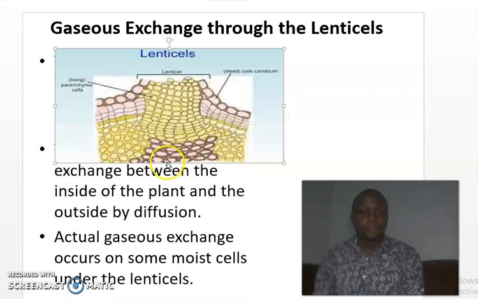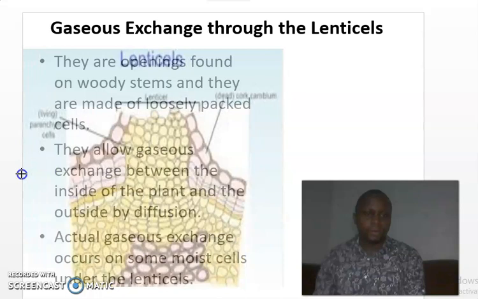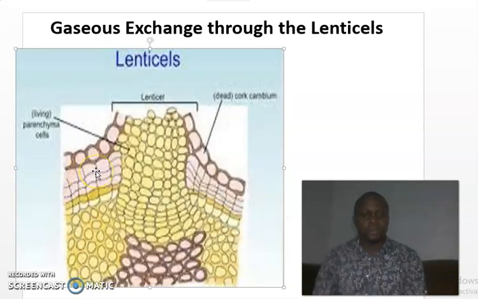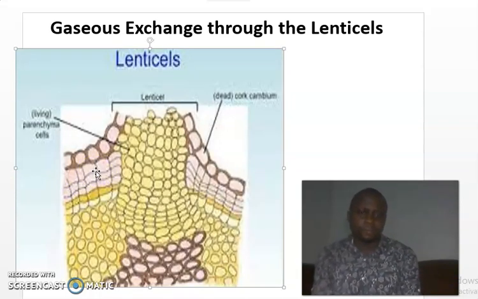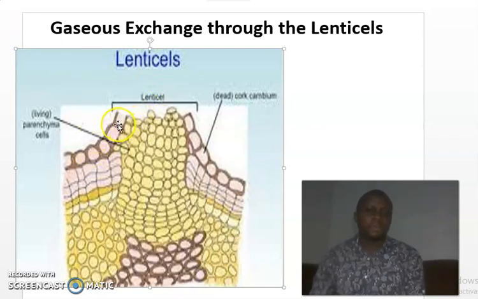So, what is a lenticel? This diagram is what we call a lenticel. According to your observation, what is a lenticel? A lenticel is just a perforation or a pore which is found on the woody stems. Gaseous exchange in these places occurs beneath that particular pore. This is what we call the lenticel.